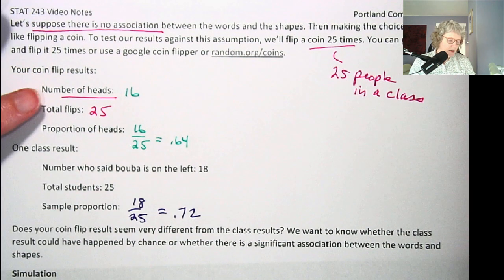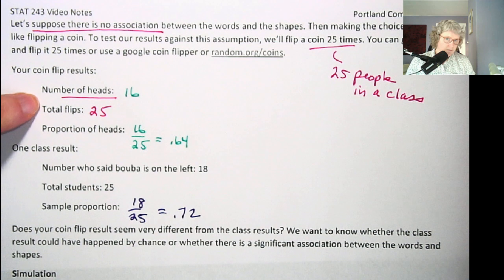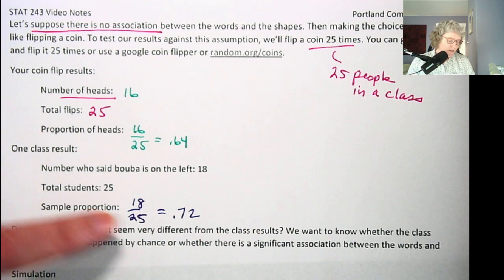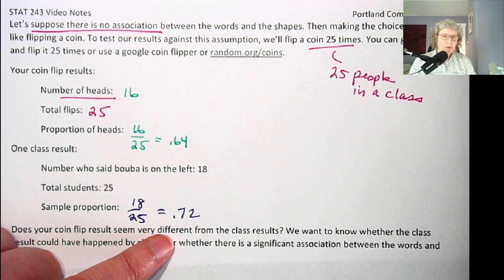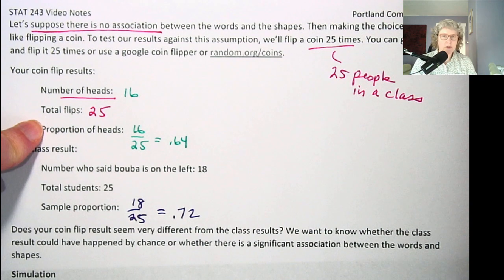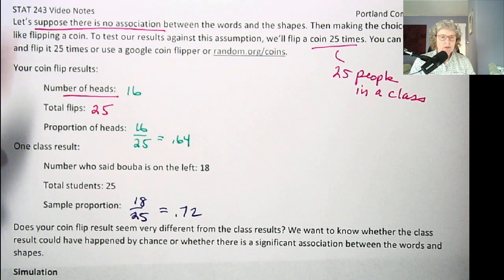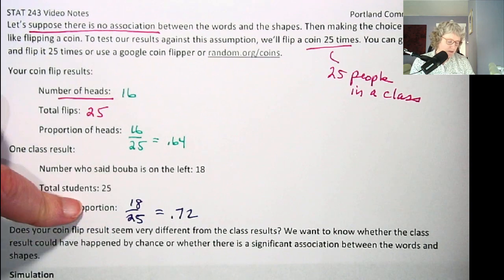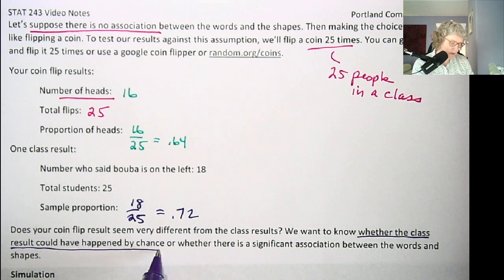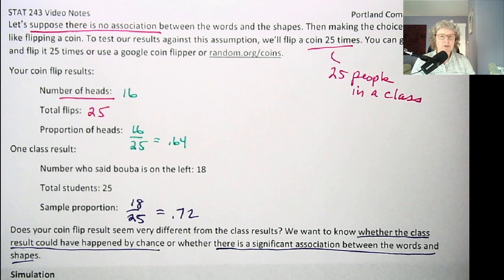We want to compare our results, assuming it's random, with the actual people associating the word and shape to see, is there a significant association? Now 72% is higher, so I wonder, how often would we get something this high if we did these 25 coin flips over and over again? That's what we're going to do. We want to know whether this class result could have happened by chance, or whether there is a significant association between the words and shapes.